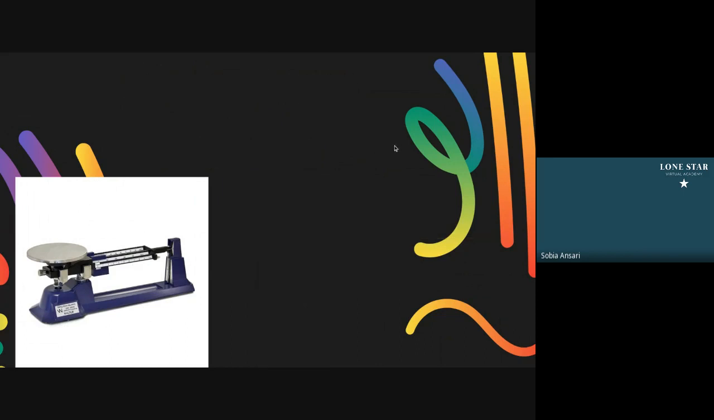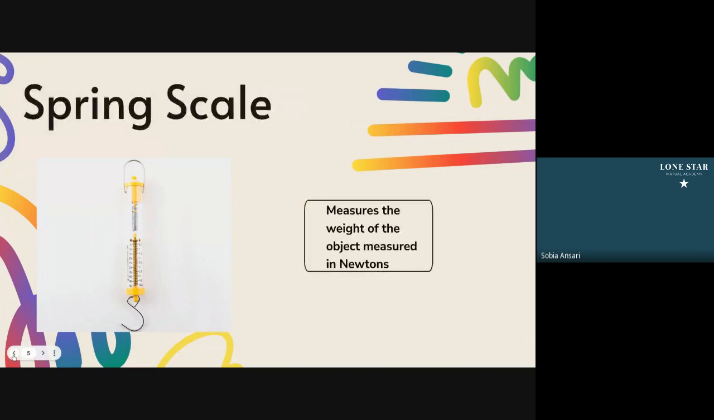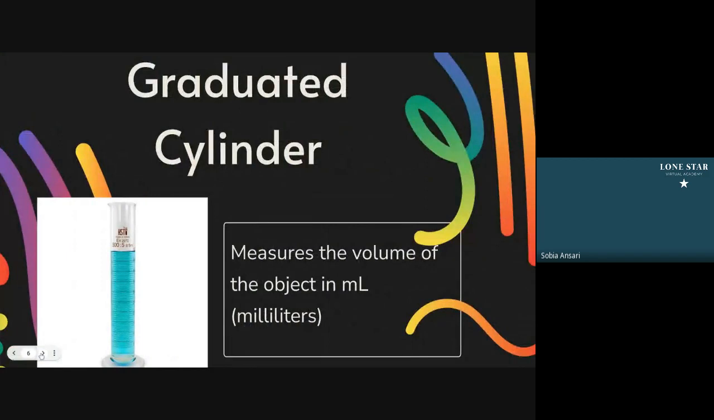Next, we have a spring scale. This measures the weight of an object, and it is usually measured in a unit called newtons. Next, we have a graduated cylinder. This measures the volume of an object in milliliters. And it actually doesn't just measure liquids, but it also measures solid objects. And we're going to talk about how we can do that.